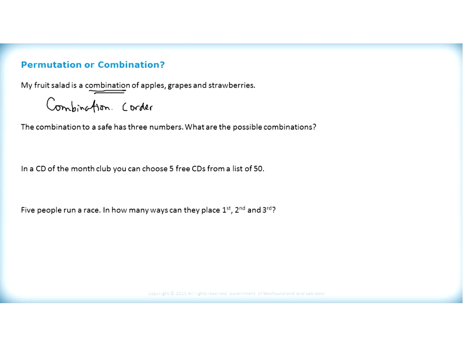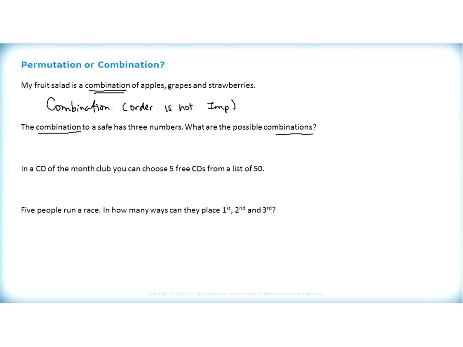Order is not important. That's the key. A combination to a safe is 3 numbers. Now note the word combination here. The word combination does not necessarily mean it's a combination. The combination to a safe is 3 numbers. What are the possible combinations?